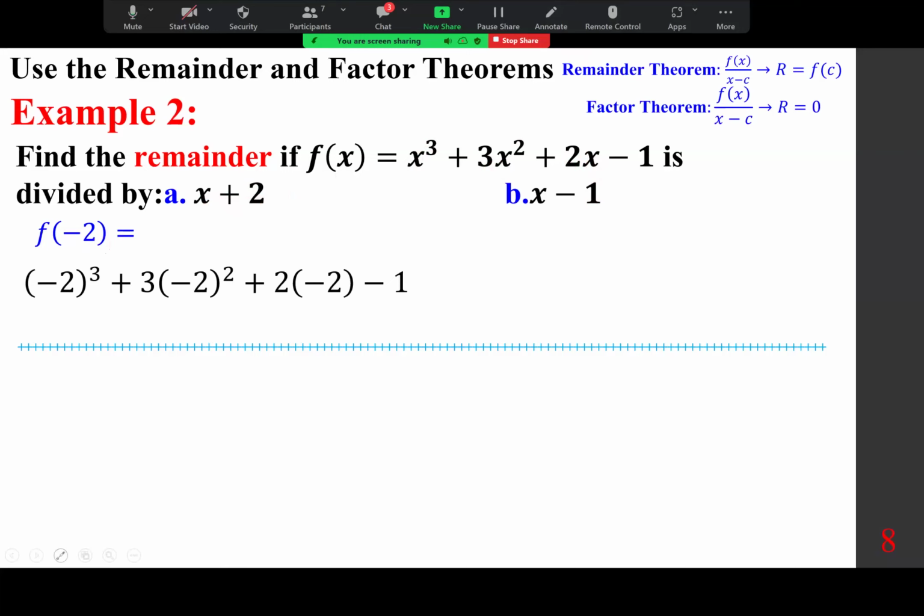And negative 2 cubed is negative 8. And negative 2 squared is positive 4, so plus 12. And then 2 times negative 2 is minus 4, minus 1, they add up to negative 1, and the remainder, therefore, is negative 1, everybody. So that's pretty straightforward.